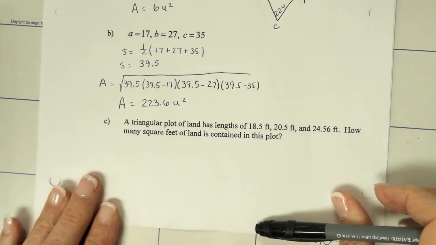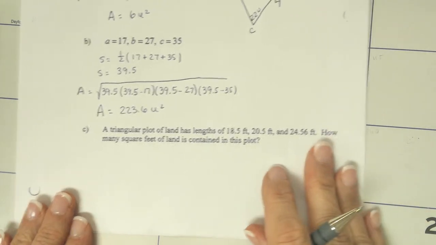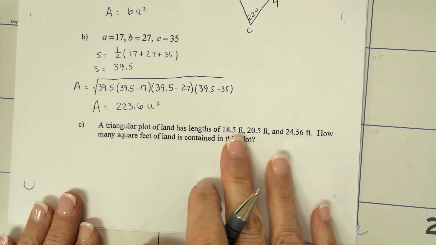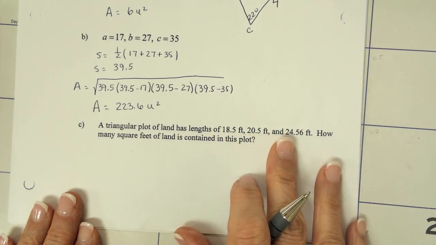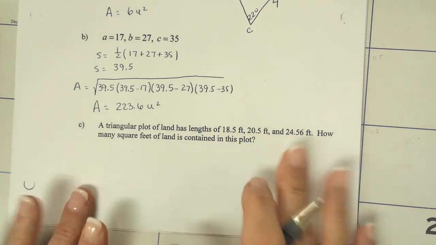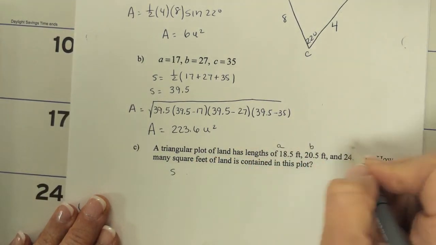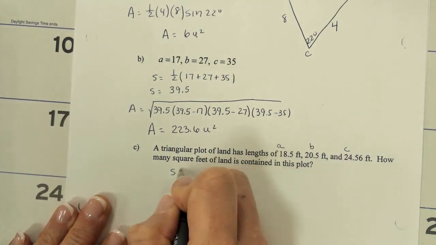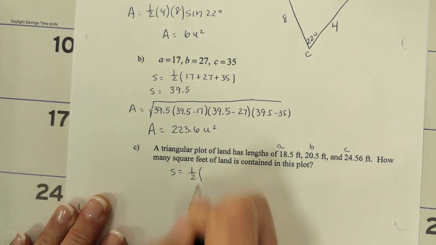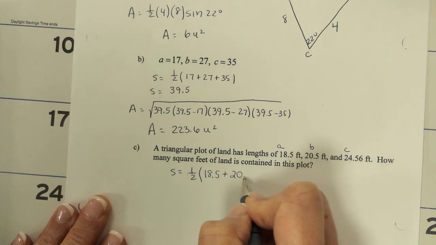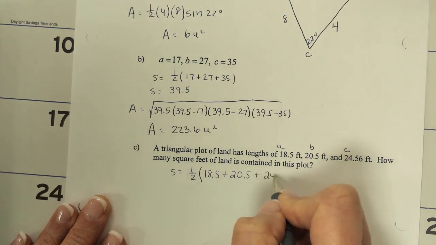All right, so my last one, I have a triangular plot of land that has side lengths of 18.5 feet, 20.5 feet, and 24.56 feet. So I have all the side lengths. So again, I'll be using this formula here. I need to find the semi-perimeter first. So we'll let this be my A, my B, and my C. So 1/2 of 18.5 plus 20.5 plus 24.56.